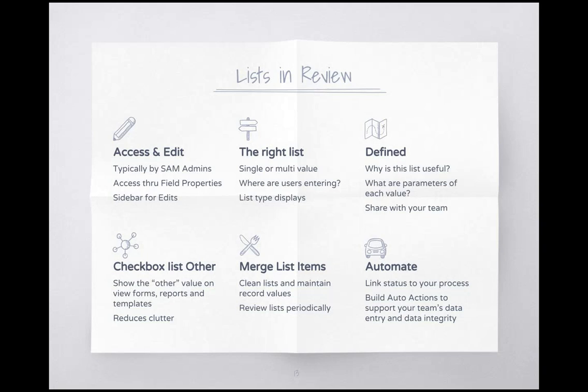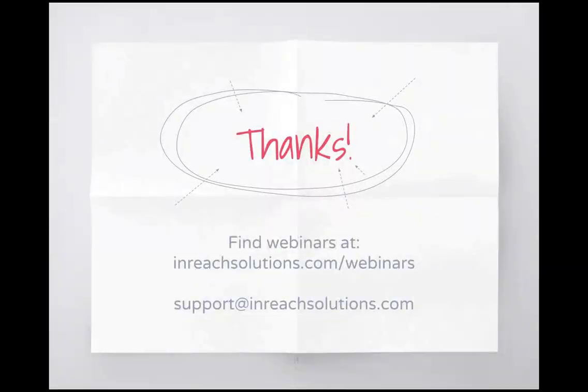Then define it. It's going to be super important to making sure, why is this list useful, defining parameters, and make sure to make that very clear with your team. You've got some fancy things like checkbox list other, so that you can display all the values without having multiple columns. Merging list items helps you clean up, and automating the lists for statuses particularly is really beneficial for your team to reduce data entry time and increase integrity.